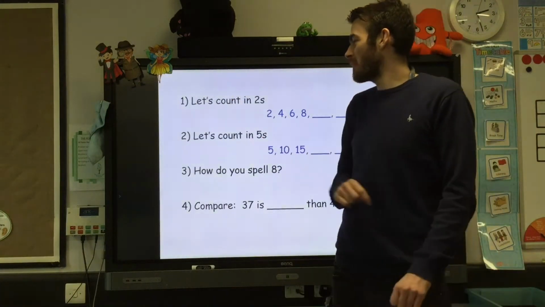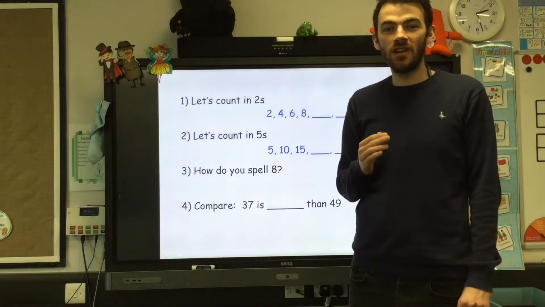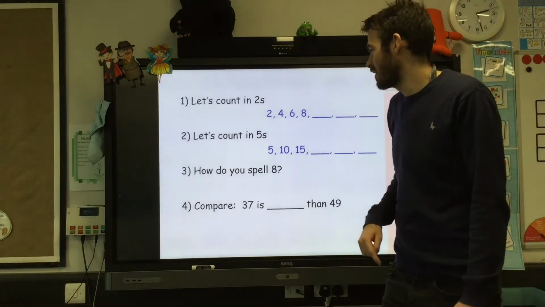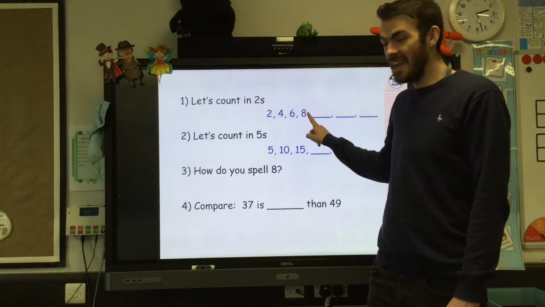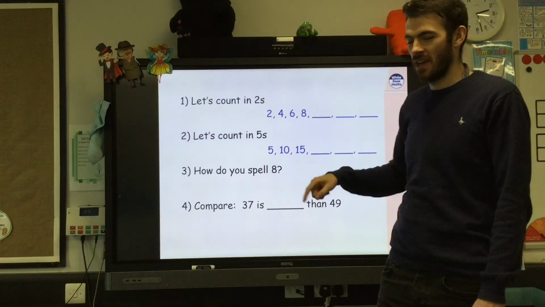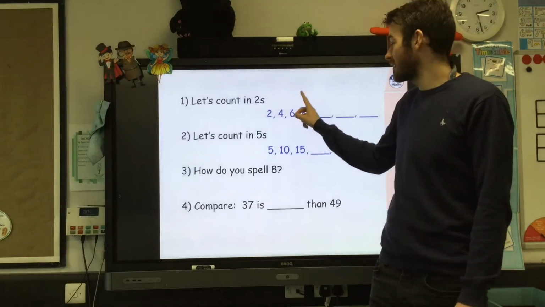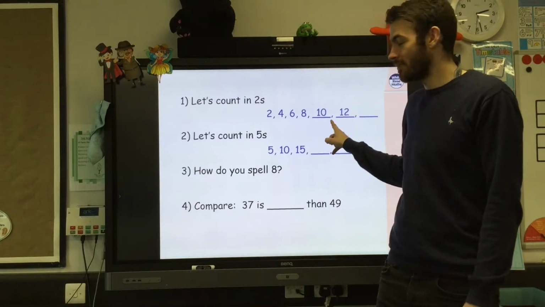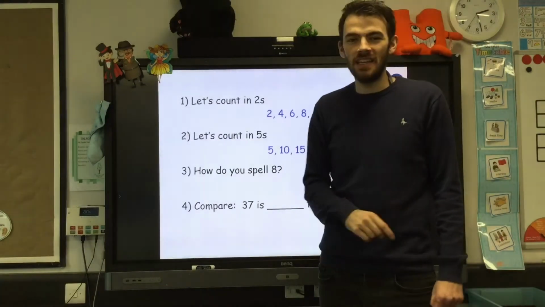So let's begin by counting in twos. This time I'm going to point to the numbers and you can just say the missing numbers, and then we'll look at what they are afterwards. So joining in. 2, 4, 6, 8. Okay, this time I'm going to join in and show you the answers. 2, 4, 6, 8, 10, 12, 14.